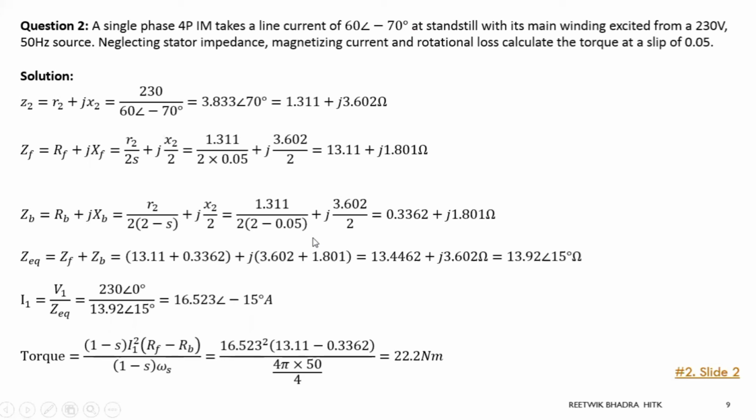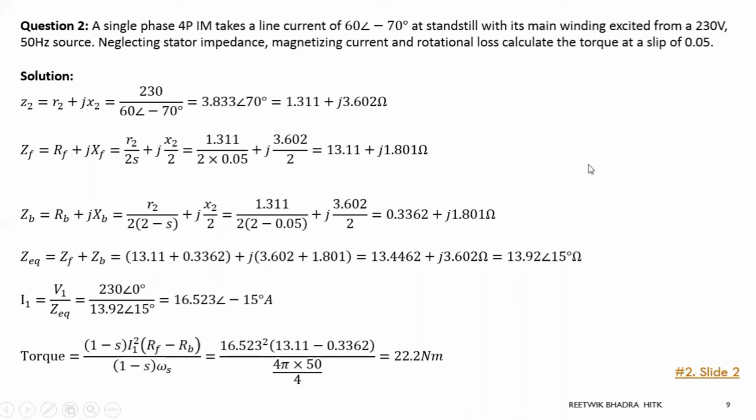See over here, a single phase 4-pole induction motor takes a line current of 60 at an angle -70 ampere at standstill. Remember, they have used the word standstill, with its main winding excited from a 230 volt 50 hertz supply. If you are giving a 230 volt 50 hertz supply, at the output at standstill condition, what we are getting is 60 at an angle -70 degrees. That is nothing but your rotor current. Neglecting stator impedance, magnetizing current, and rotational losses, calculate the torque at a slip of 0.05.